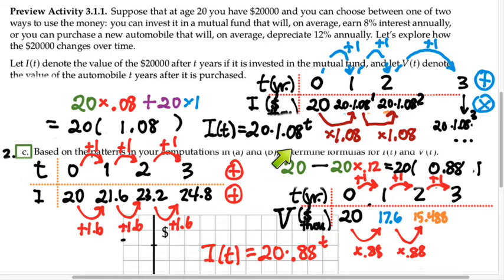The domain of any of these exponential functions is all real numbers. We can have any real number as the exponent up here, and we can get mathematically an answer. But practically, what would the domain be for this problem, where I'm investing when I'm 20 years old? I'm putting this $20,000 into either a car or a mutual fund, and then it sits in that account. What would the practical domain for this function be? Probably just positive numbers, because we can't go backwards in time.